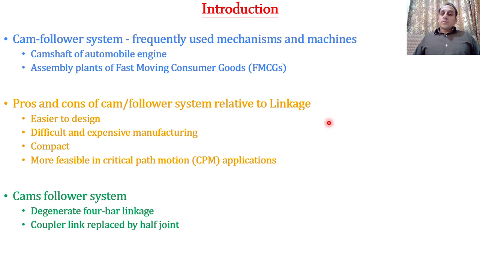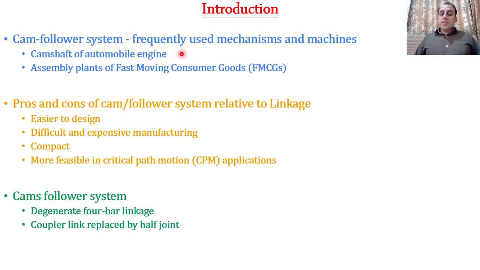So, the cam follower system. The cam follower system is frequently used in different machines and mechanisms. The main application is in the automobile engine. We know that in the automobile engine, the main drive shaft is the crankshaft. The power of the crankshaft is transferred to the camshaft through belts or a chain.